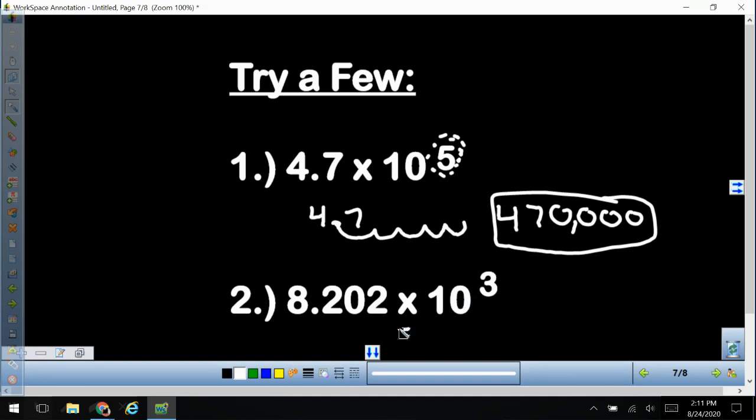This example also has a positive exponent. So rewrite my coefficient, 8.202. And my decimal needs to move 3 times to the right because it's a positive exponent. 1, 2, 3. And I end up with 8,202.